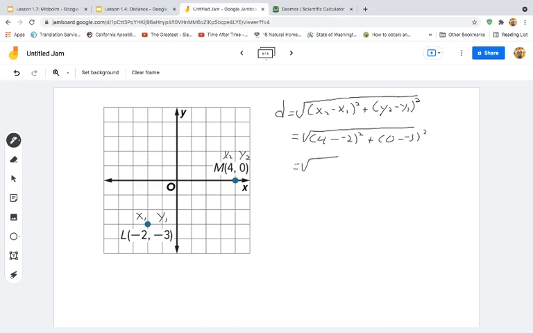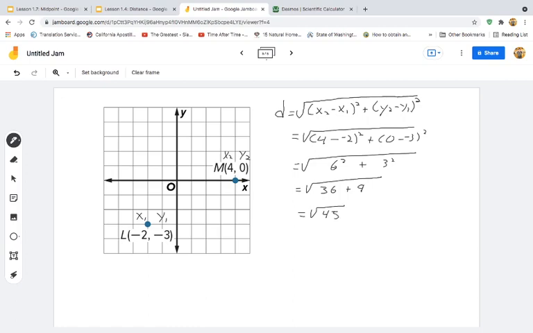And then let's go ahead and simplify. 4 minus a negative 2, right? Minus a negative is going to cancel out to just plus. So really we have 4 plus 2, which is 6. So 6 squared. Plus 0 minus a negative 3 is going to be 0 plus 3, so that's going to be 3 squared. Okay. 6 squared is going to be 36. Plus 3 squared is going to be 9. And so we are now going to have the square root of 45.